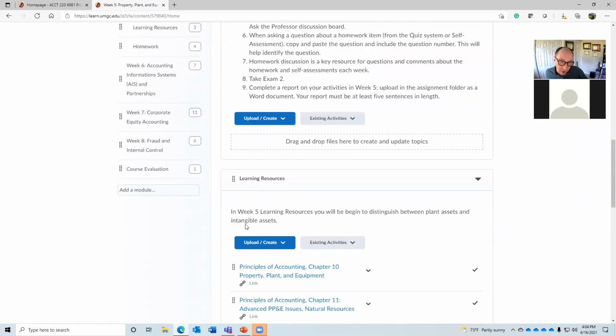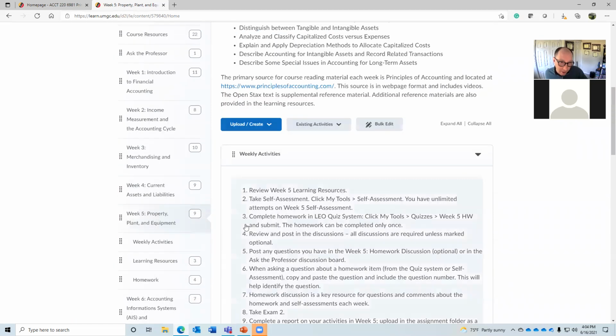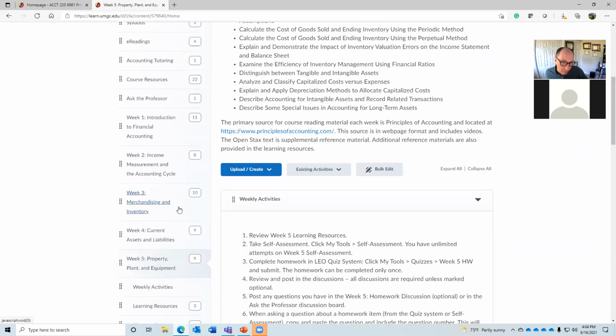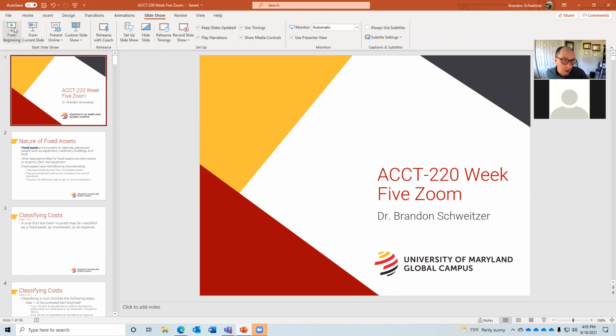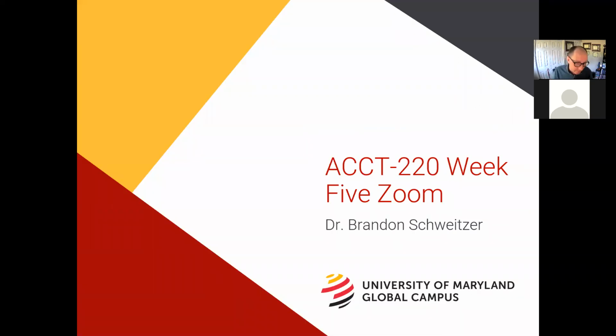So this week, it's all about fixed assets, property, plant, and equipment. The previous week, we talked about current assets and liabilities, and the week before, we talked about merchandising inventory. So week 5 really does build on the previous 2 weeks. And so without further delay, let's go ahead and jump into fixed assets.